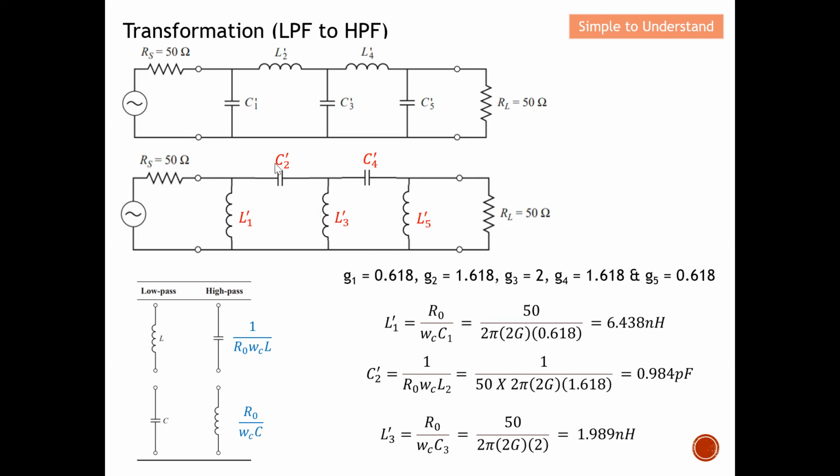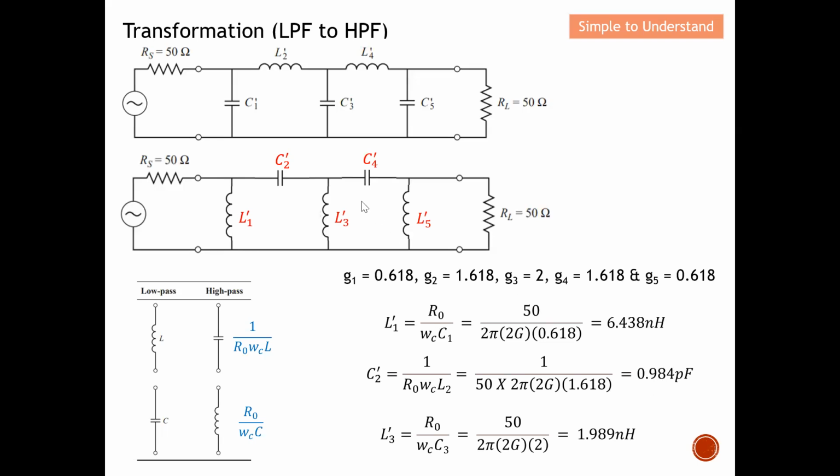So next, we are ready to do this C2 here. So basically, this will be a high pass filter, so capacitor at high pass filter, at low pass filter will be an inductor basically from here. So I know that I need to use this formula. So from here you can see that I actually copy this formula over here. So what's next is basically 1 over, R0 is equals to 50. Again, this WC is equals to 2 pi F, the cutoff frequency is 2 gigahertz. L2 will be equals to G2, so therefore will be 1.618 over here. So again, if you punch your calculator, you should be able to get this 0.984 picofarad.